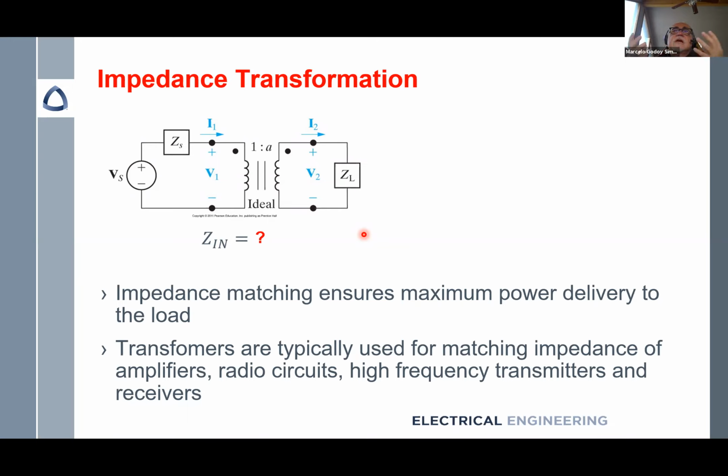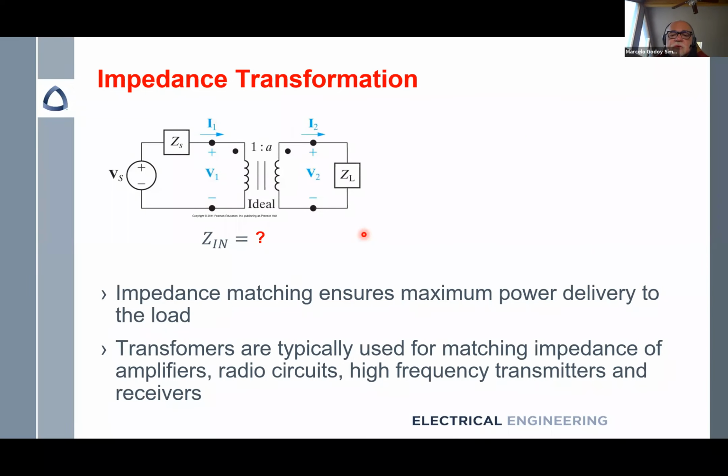So transformers are usually used for matching impedance because the turns ratio will help you with that. Long ago, we used to have headphones that were high impedance because they were made from ceramic crystals. They were typically 600 ohms, which is considered a high impedance. So if you want to match 600 ohms with an amplifier that has an impedance of 8, then you need a small transformer to match.